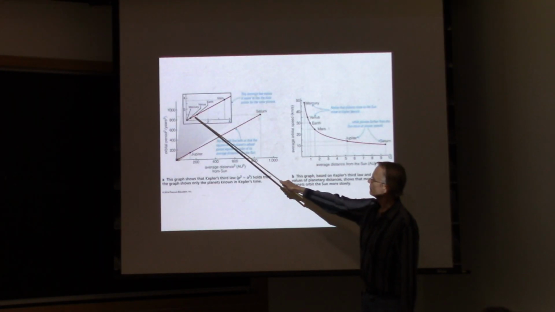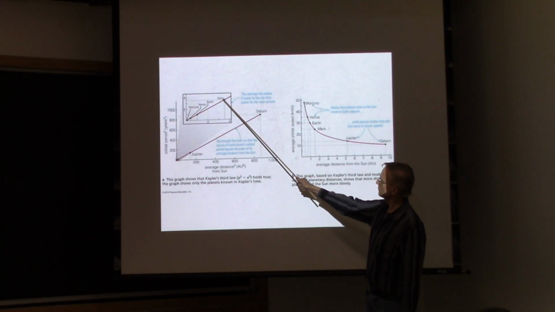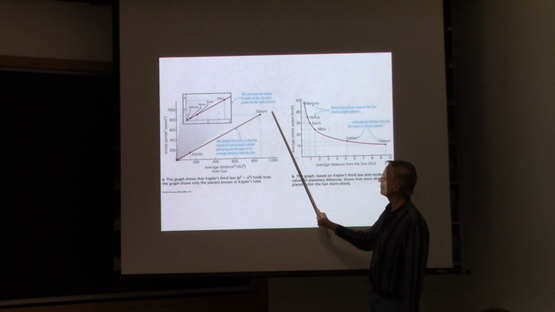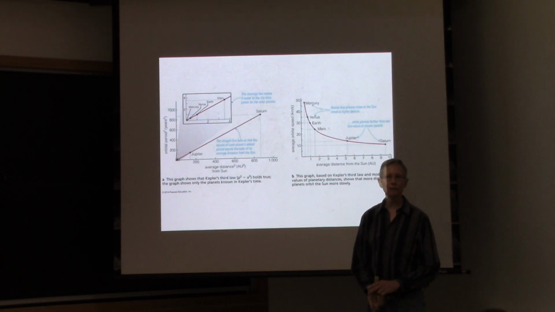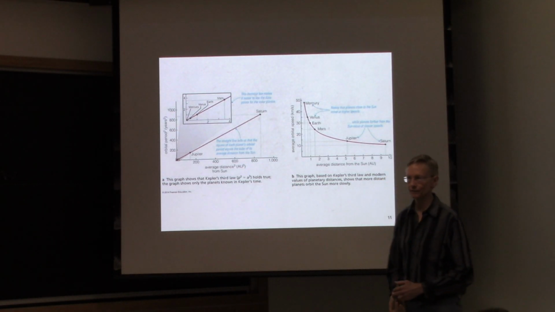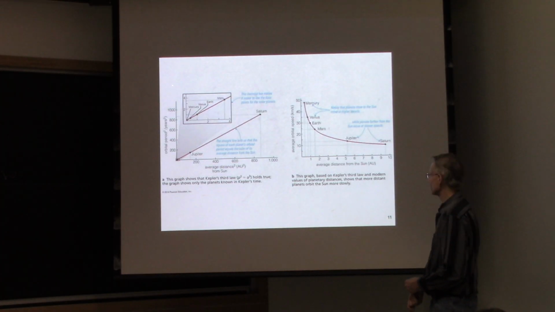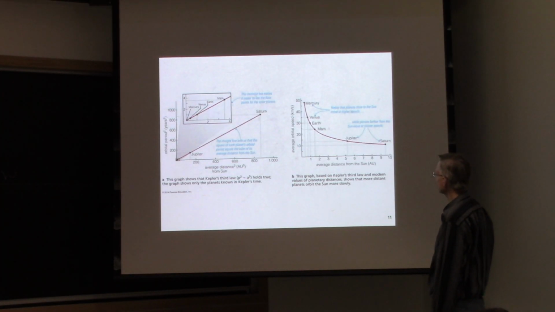So here's the inner planets, Mercury, Venus, Earth, Mars. Here's Jupiter and Saturn. They follow a really, really nice straight line if you do that, because it turns out P squared really is A cubed, to an awfully good approximation.